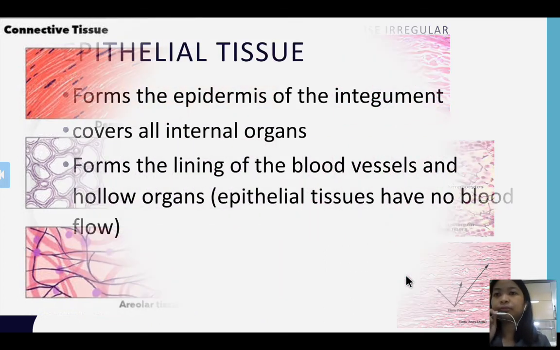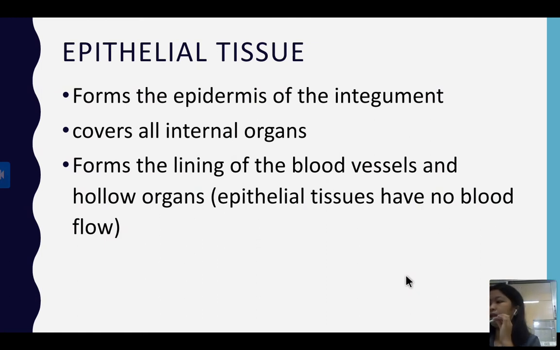Next, okay, so we have here epithelial tissue. So doon na tayo sa epithelial. So it forms the epidermis of the integument, so our skin. So it covers all internal organs, forms the lining of the blood vessels and hollow organs. But epithelial tissues have no blood flow. So ang blood flow, doon lang siya sa ating connective tissue.